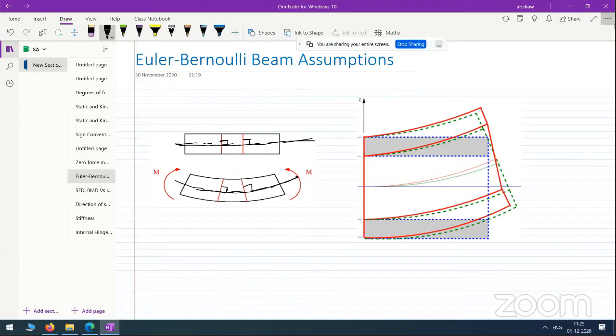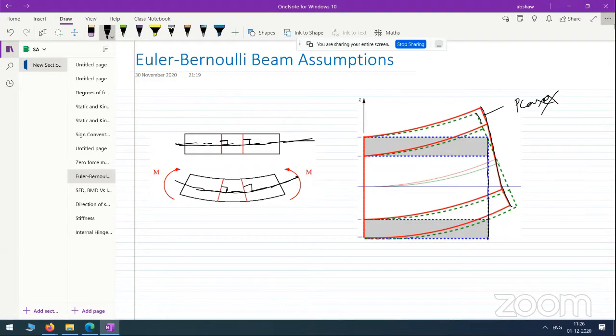Now what is plane sections remain plane? The physicality of the assumption is, if you look at the dotted line here, this is the undeformed configuration, and the red one is the deformed configuration. Look at this dotted line, the initially plane one. Now this becomes this. So this is no longer a plane. This is not a plane, right? So this is an actual deformation the beam may have.